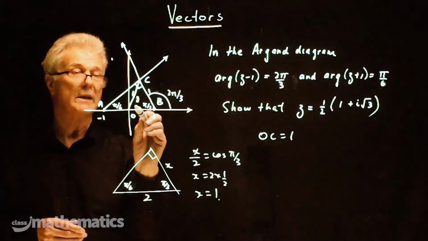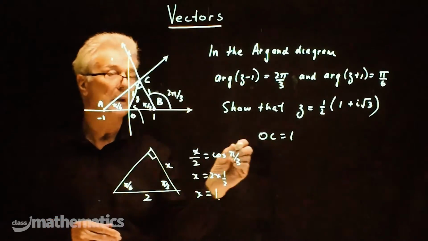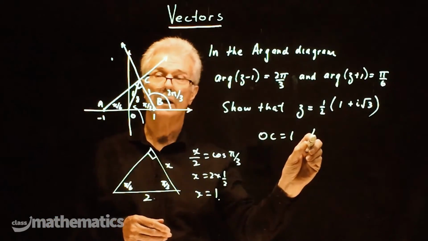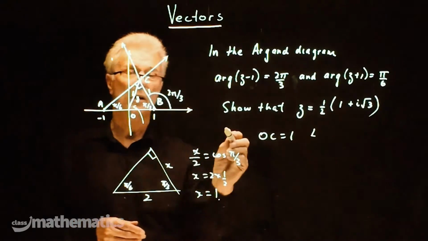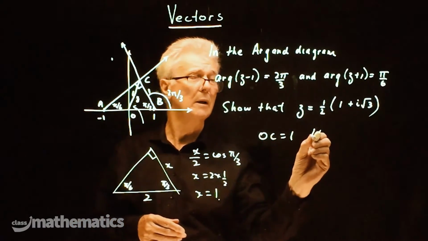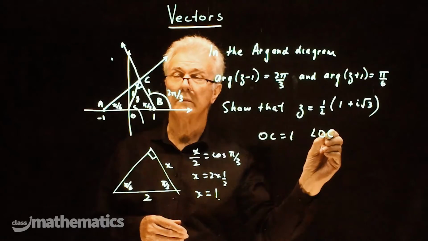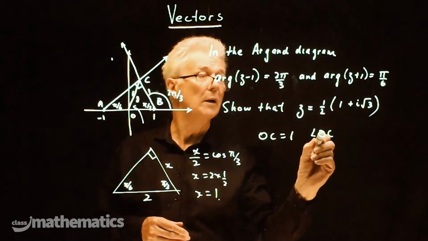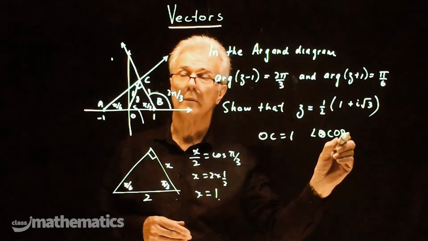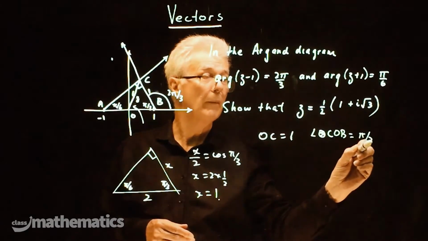And also we know that this angle here with Z is equal to π upon 3. So the angle, this one here, angle OCB, COB rather, COB, must equal π upon 3.